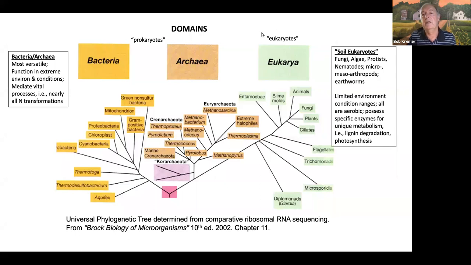On the other hand, we have the eukarya, and the eukaryotes that we'll be touching on today are the fungi, algae, protists, nematodes, et cetera, all the way up to the earthworms. They're very important, but they do exist under limited environmental conditions. They are all aerobic. In other words, they all must have oxygen to live, but some of them have specific enzymes for unique metabolism, such as lignin degradation in plant materials, which is primarily mediated only by certain fungi.